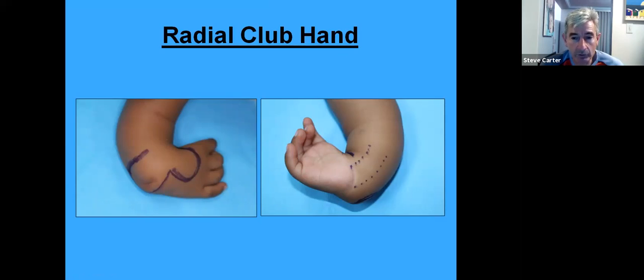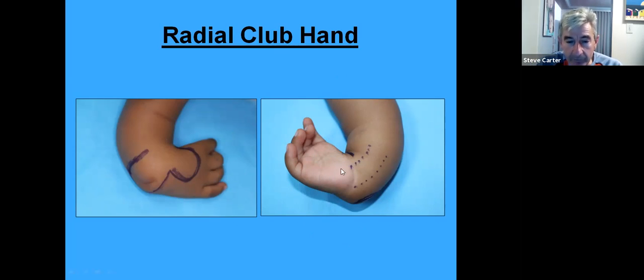There's no radial bone. You don't need to know the classification, but for interest's sake, it was Bain and Klug, B-A-Y-N-E, and Klug, K-L-U-G, who classified it. It's very simple, really. It depends on how much of the radius is present. So if you've just got most of the radius and not much of a club hand, it's a type 1. If you have no radius whatsoever and a significant club hand, it's a type 4. And then there's a little bit in between.